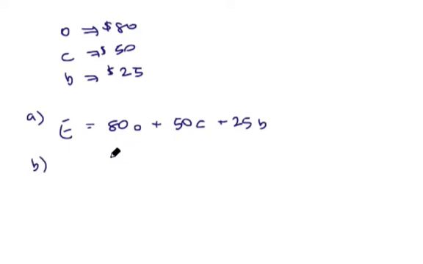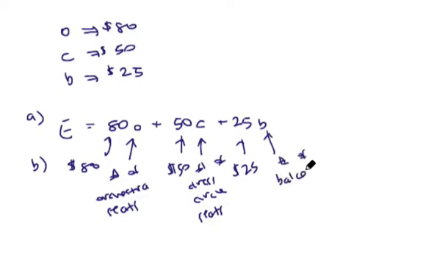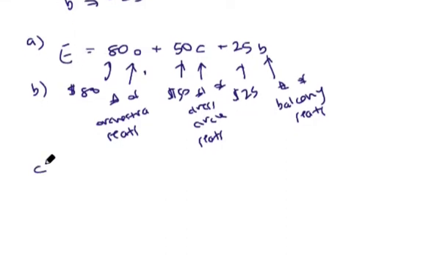Part B, you want to identify the variable and the coefficient of each term and explain it. So this is again $80. These are the number of orchestra seats that were sold. This represents the $50 that the dress circle seats cost. Number of dress circle seats. This is the $25, and these are the number of balcony seats that were sold.